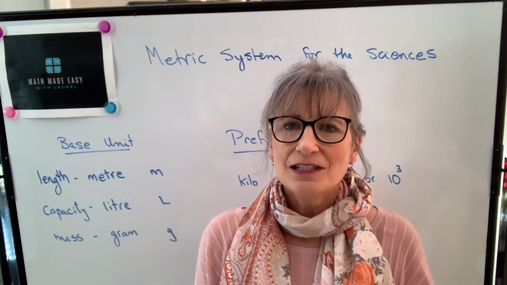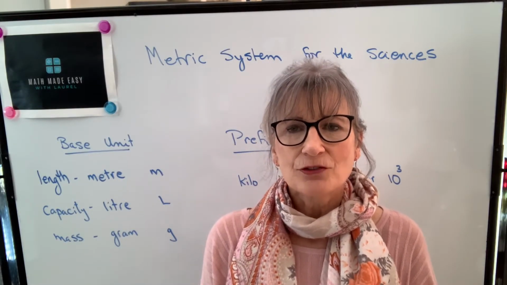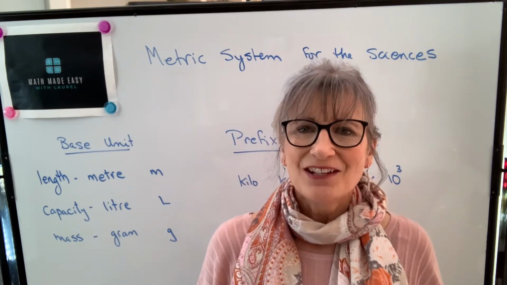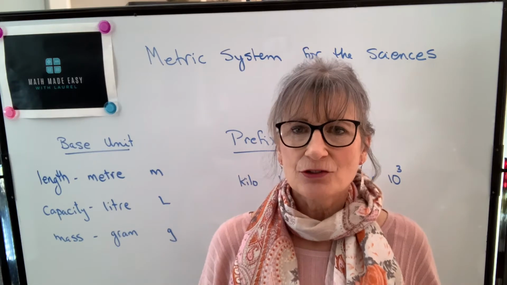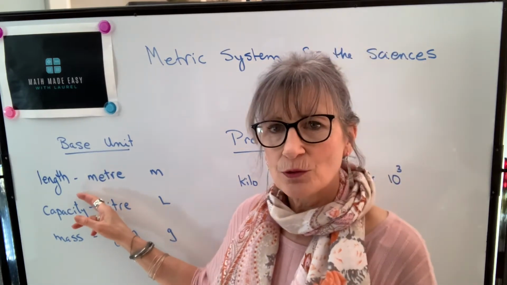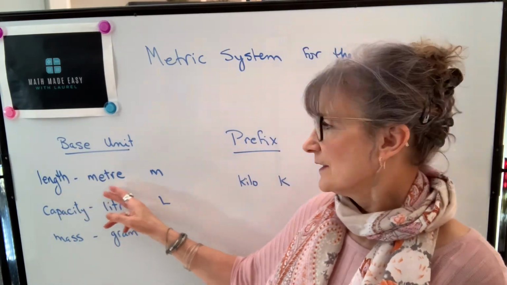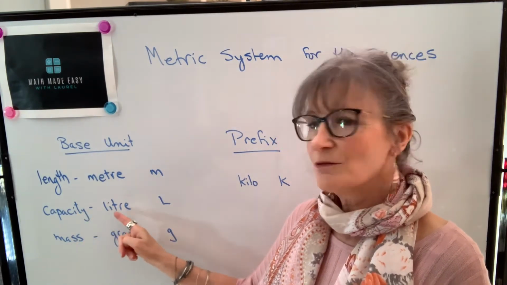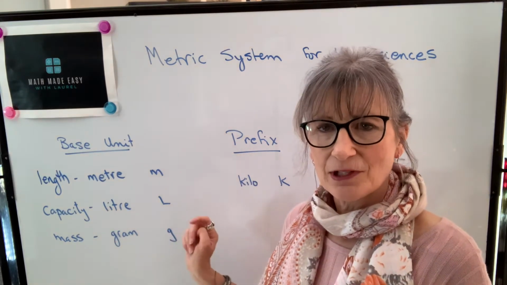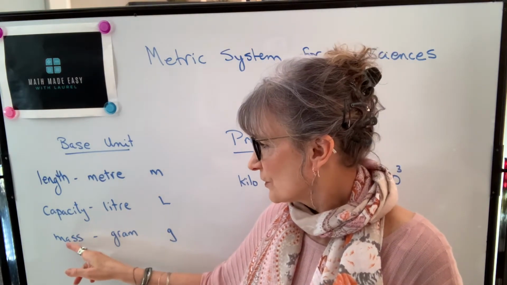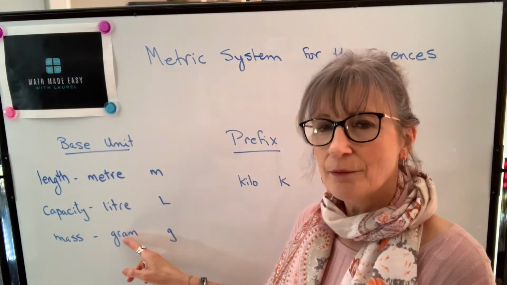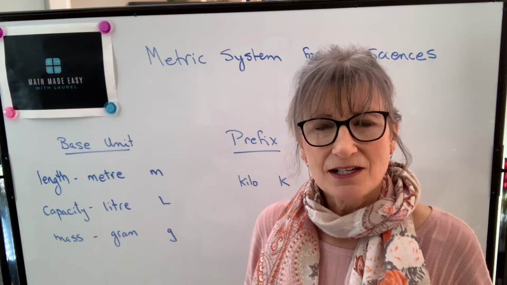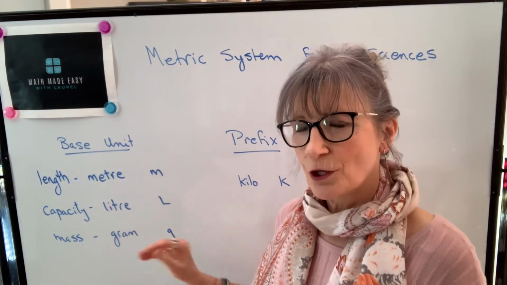I previously made a video of the metric system for everyday use and the metric system for the trades. And in that video I talked about some of the base units in the metric system. Specifically, I talked about the base unit for length, which is the meter. Symbol for meter is small m. I talked about the base unit for capacity, which is liter. Symbol is capital L. And I talked about the base unit used for mass, which is gram, and symbol is small g. I also gave you an idea of what size each of these units were.